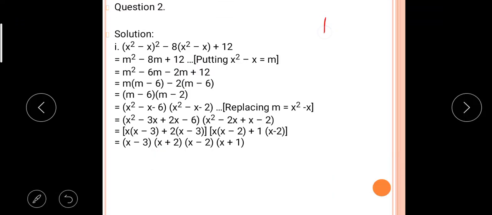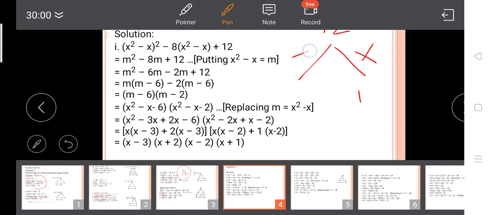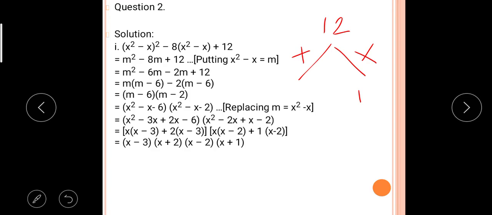How to factorize the 12? Their multiplication is 12 and addition is minus 8. So how to factorize? 4 and 3, no, 4 plus 3 is not it. 6 and 2, so minus 6 and minus 2. You will get multiplication 12 and addition minus 8. So according to that you have to proceed.